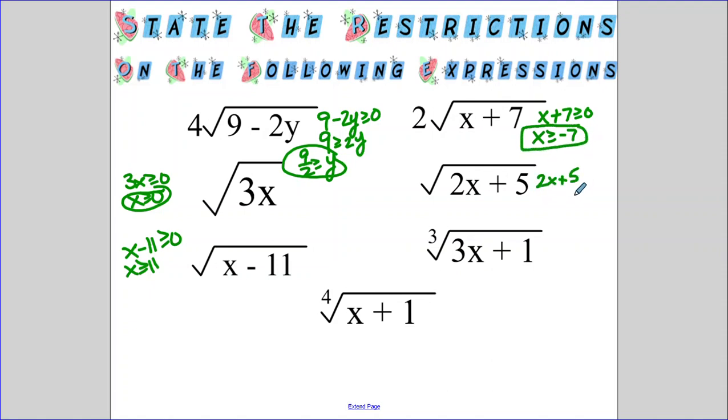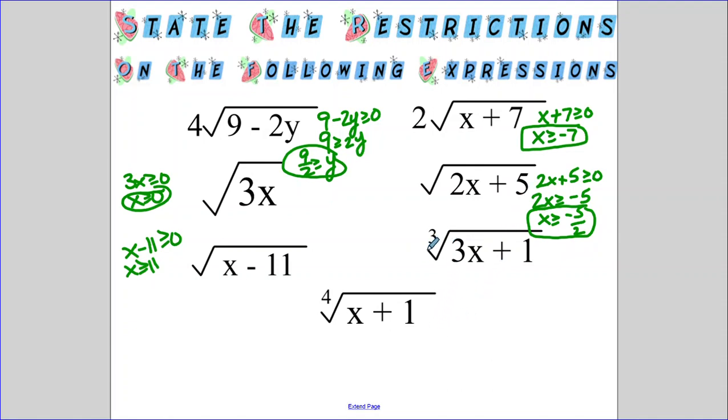2x plus 5 is greater than or equal to 0, 2x is greater than or equal to negative 5, means that x is greater than or equal to negative 5 over 2. So I'm running through the same process each time here. I'm setting the restriction and just saying it has to be bigger than or equal to 0.